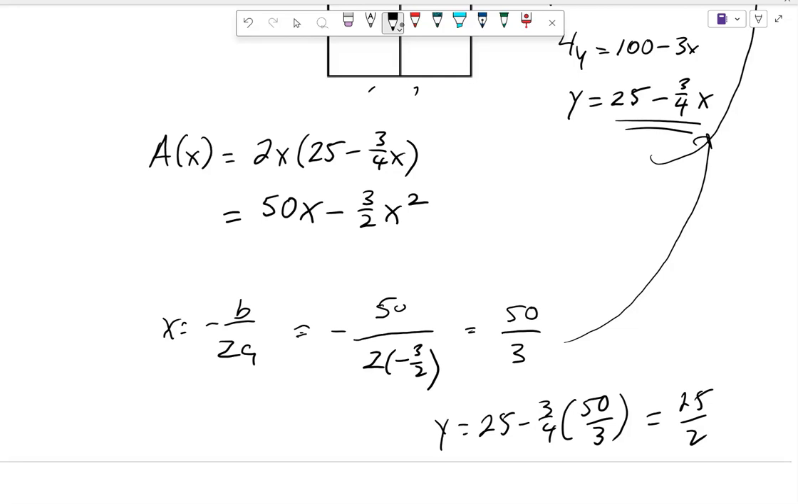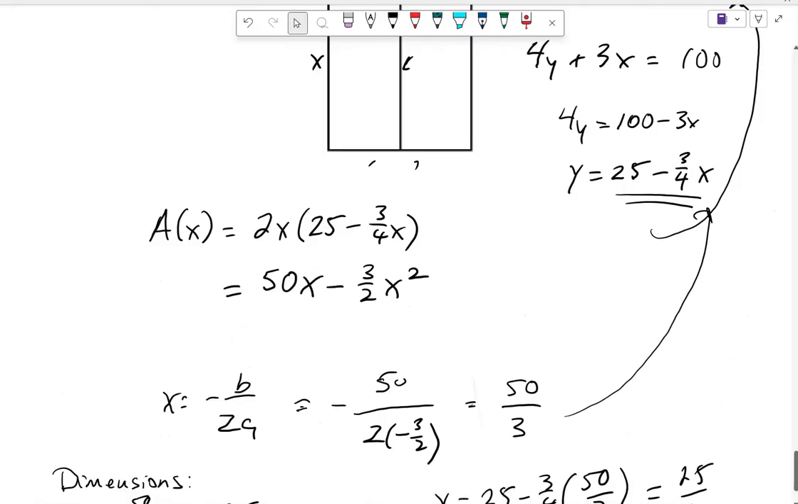Lovely fractions. So the dimensions are what? For each rectangle, it'd be 50 over 3 by 25 over 2. Good. So for the whole rectangle, it'll be by 25. And what is it, yards? Is that what we had was yards of fencing? Okay.